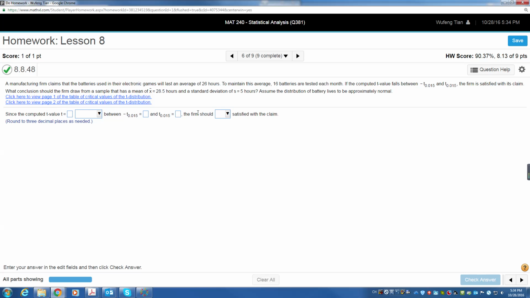Alright, this will be exactly the same problem as the previous one. You find the t value by using the formula x bar minus mu over s over square root of n. Compare with these two t values found from the table.